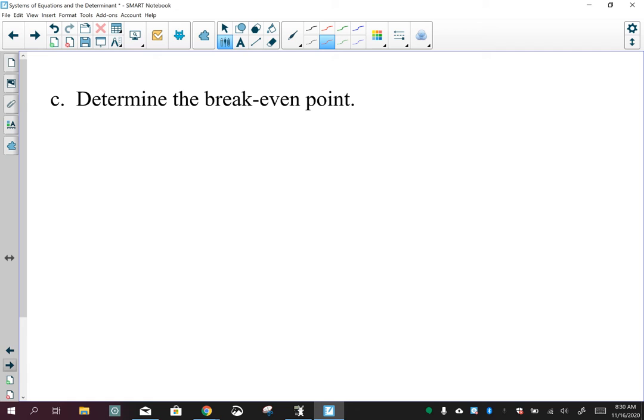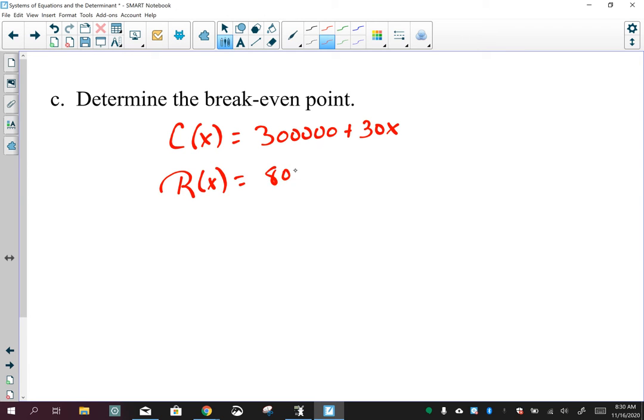Determine your break-even point. Now, my cost function was 300,000 plus 30x. My revenue function was $80 for the x.